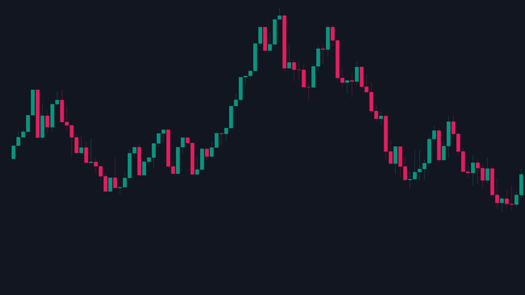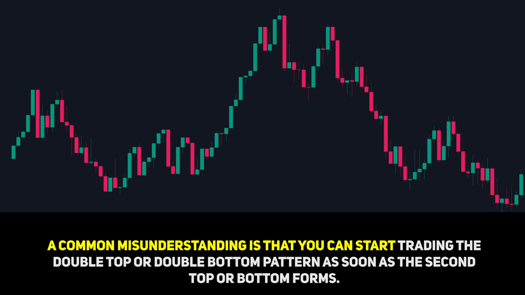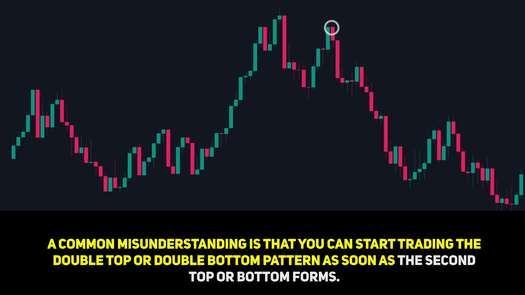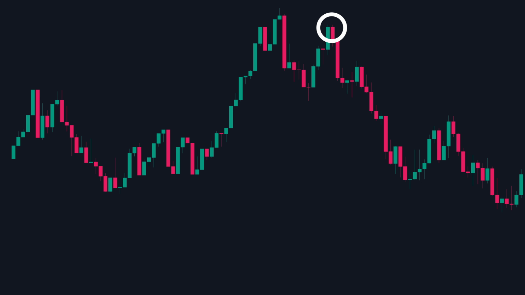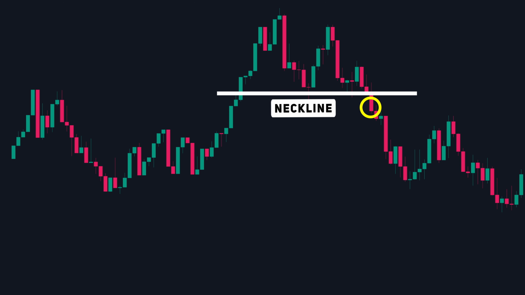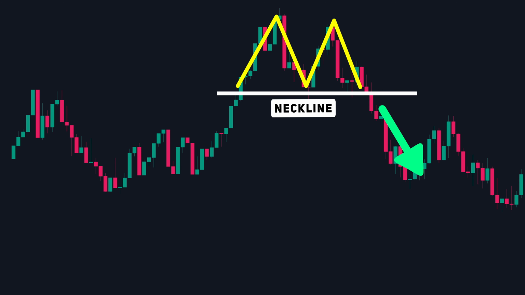A common misunderstanding is that you can start trading the double top or double bottom pattern as soon as the second top or bottom forms. The reality is that a double top or bottom is only confirmed and thus ready for trading when the market closes below its neckline. The neckline is essentially the intermediate high for a double bottom pattern or the intermediate low for a double top pattern. When this reference point is breached in the opposite direction, it confirms the pattern. Once the pattern is established and validated, the price changes direction.